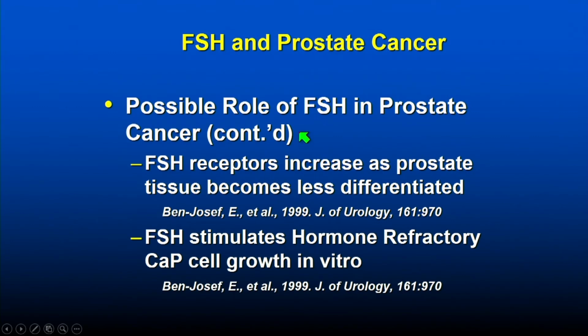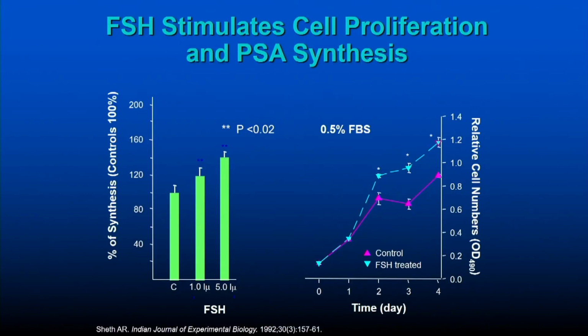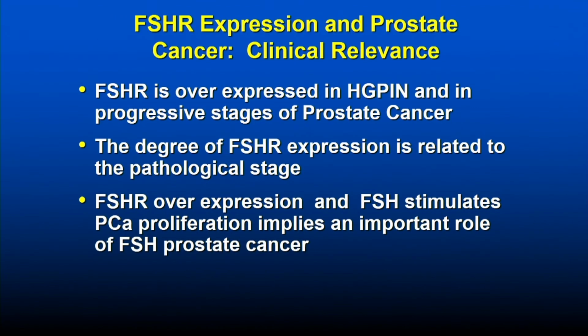Other aspects that have been looked at, as I mentioned, Dr. Ben Joseph, who identified the potential role of FSH in prostate cancer, showed that FSH receptors increase as prostate tissues became less differentiated, and FSH stimulates hormonally refractory prostate cancer cell growth in vitro. So these data have been known for quite some time, and we just didn't have any really way of modulating or affecting levels of FSH prior to the identification of the effect that antagonists had. And those are some of the cell data that other people have performed.